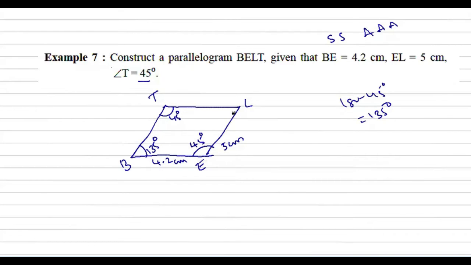Now angle E. Now what about angle L? That is we are getting 135 degrees. Now you should take 135 degrees, 45 degrees and 135 degrees and 4.2 and 5 centimeters to complete this construction of parallelogram BELT.